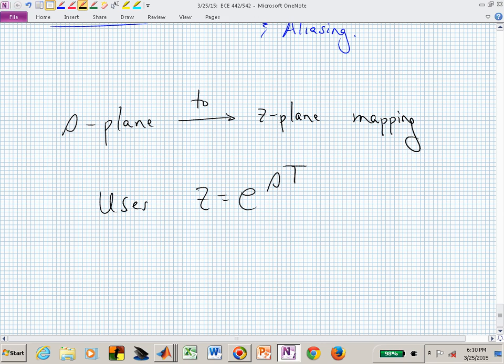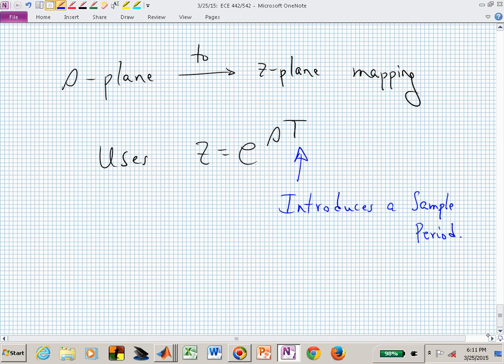Z is equal to e to the sT. That's a zesty formula. And by using this, we've just assumed that we have a sample period, capital T. This introduces a sample period. My lectures are kind of like a box of chocolates, aren't they? You never know what you're going to get. All right.